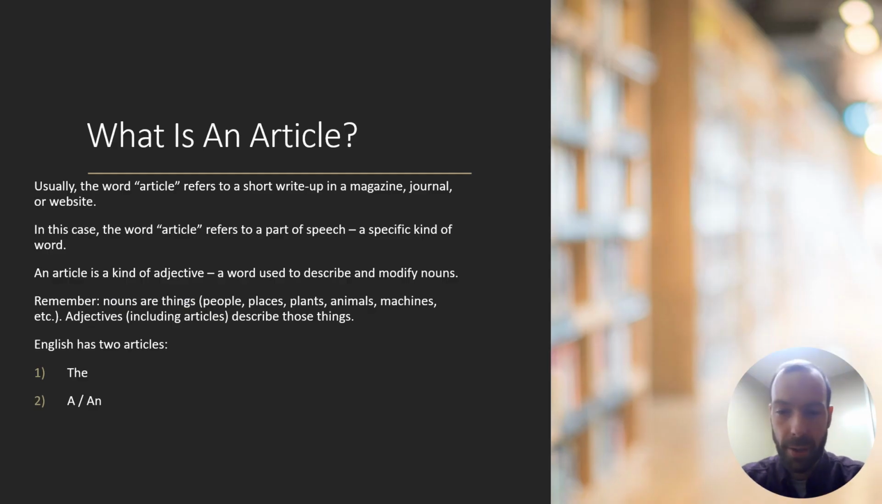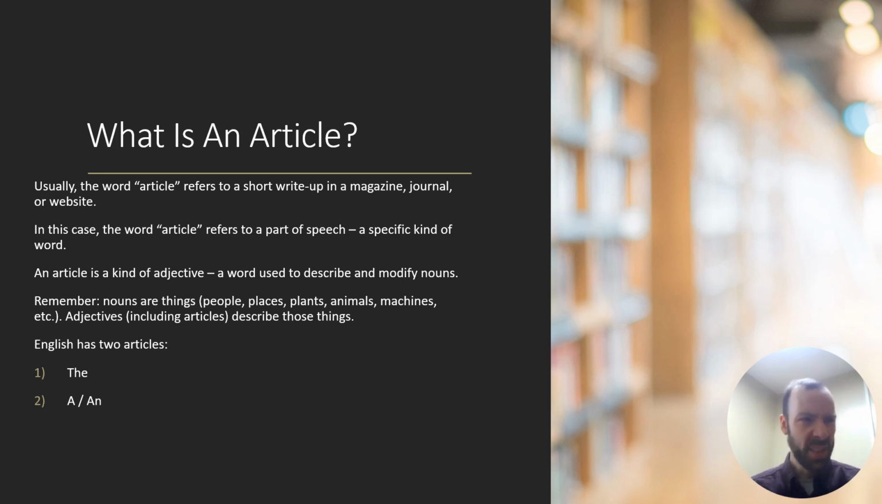So what is an article? Usually when we hear this word article, we're talking about a short piece of writing that we would find in a magazine, a journal, or on a website. Not this time. In this case, the word article refers to a part of speech, which is a specific kind of word. It plays a specific role in a sentence. It has a special job that it's doing.